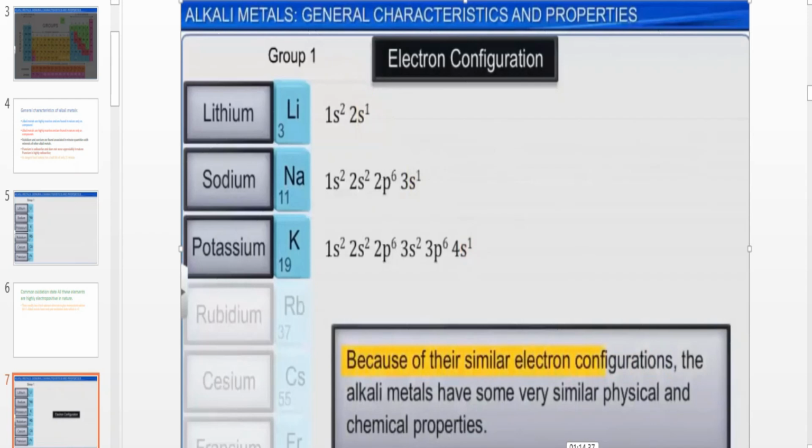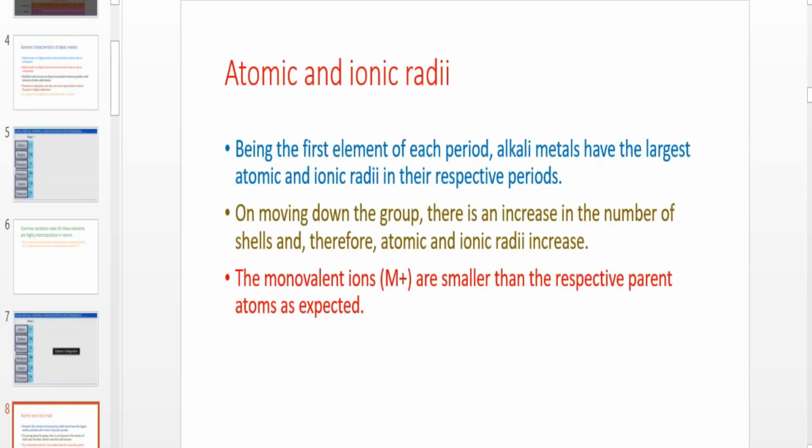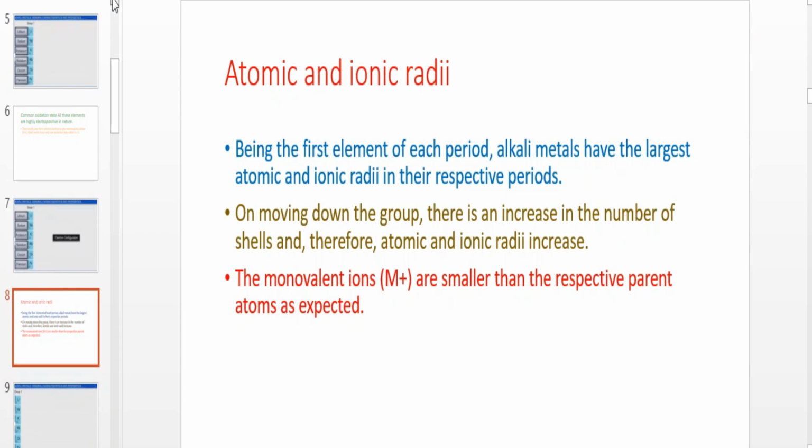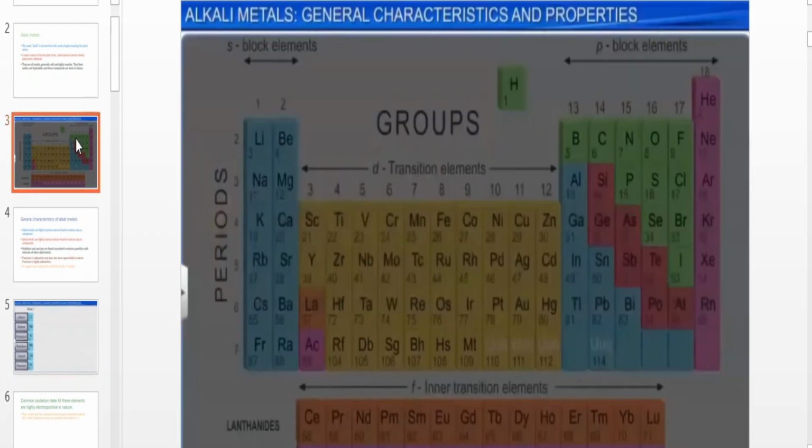And also, because of the similar electronic configuration, the alkali metals have similar physical and chemical properties. Why do these alkali metals have similar physical and chemical properties? Because of the similar electronic configuration. Okay, next, regarding the atomic and ionic radii. If you see the periodic table, in each and every period, the alkali metals take the first position. So for the second period, the alkali metal lithium is placed first.